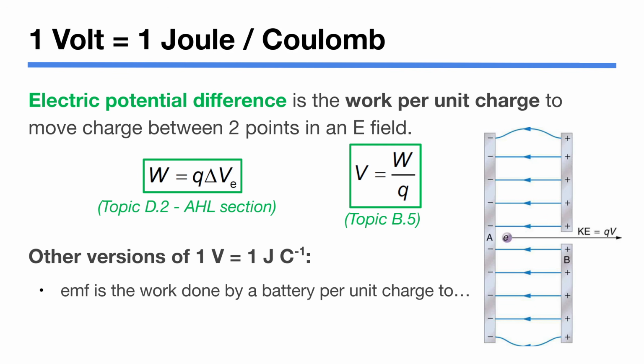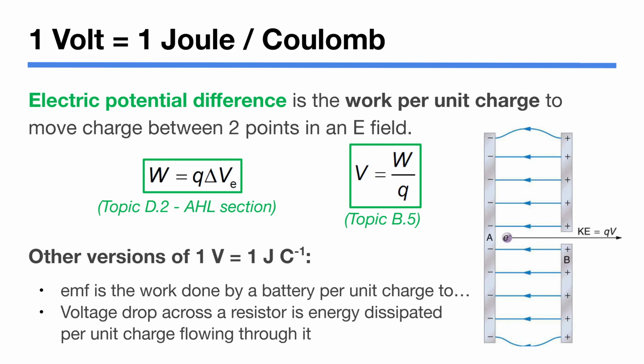EMF is a voltage thing, and that's work per unit charge for the battery to power the whole circuit. If you've got a voltage across a resistor, you want to be thinking about joules per coulomb, like 5 volts. That means every coulomb of charge that goes through the resistor generates 5 joules of heat energy. So thinking about a volt as a joule per coulomb is super helpful for all of this electric field stuff.